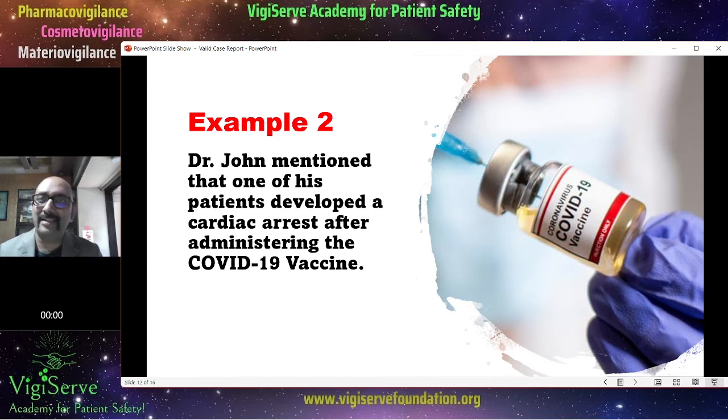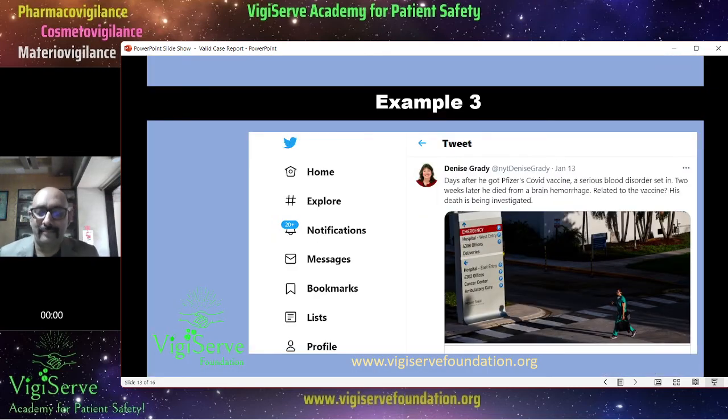Okay. So now let us look at the third example. So this is something which we obtained from Twitter. So this was actually reported. Okay, it's a screenshot from Twitter, and I'll read it out. Dennis Grady is the person who has posted this. Days after he got Pfizer's COVID vaccine, a serious blood disorder set in. 2 weeks later, he died from a brain hemorrhage related to the vaccine? His death is being investigated. So this was reported in Jan 2021, okay, long back.